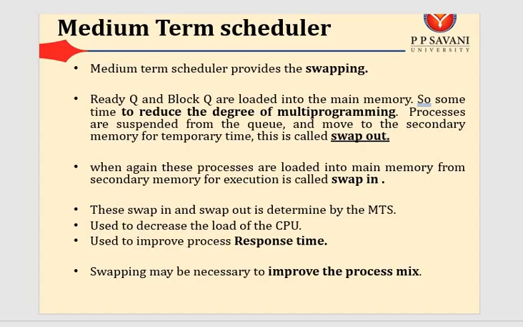So in the medium term scheduler, processes are automatically swapped in and swapped out based on the priority of the processes. The swap in and swap out is determined by the MTS, and that is used to decrease the load of the CPU, and it is also used to improve the process response time. Swapping may be necessary to improve the process mix.